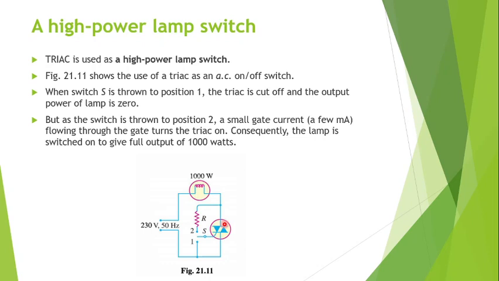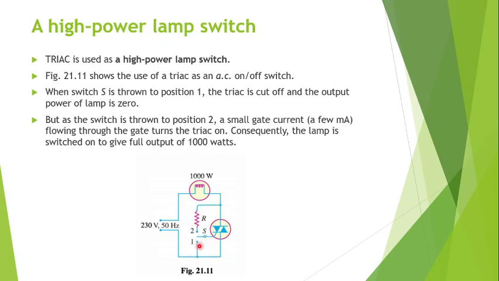So we use a TRIAC here, and let us see how using a few milliamperes it is able to turn on and off a 1000 watt bulb. So this is the circuit. You have the main supply 230 volt 50 Hz going to the lamp, which is connected in series with the TRIAC, and the gate is connected with this arrangement, the resistor here, here and direct here.